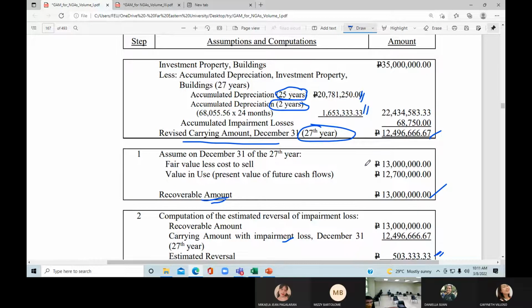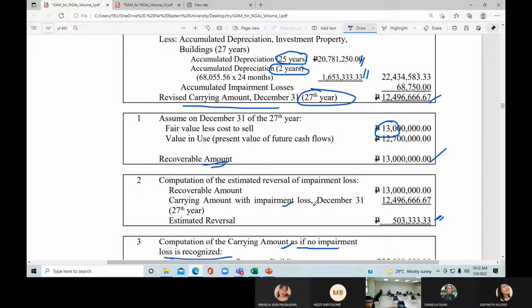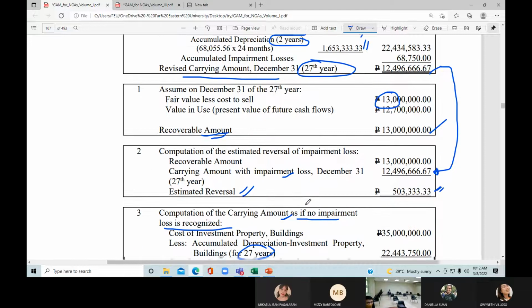So, fair value less cost to sell is 13 million. Value in use is 12,700. So, alin dyan yung recoverable amount? Yung higher. So, 13 million yung recoverable amount mo. Compare mo sa carrying amount niya with impairment loss on December 31 of the 27th year. Mas malaki na yung recoverable amount, 13 million. So yung difference is 503,333. Yan yung estimated reversal. Pero yan ba yung i-reverse mo? Hindi mo pa sure, no?